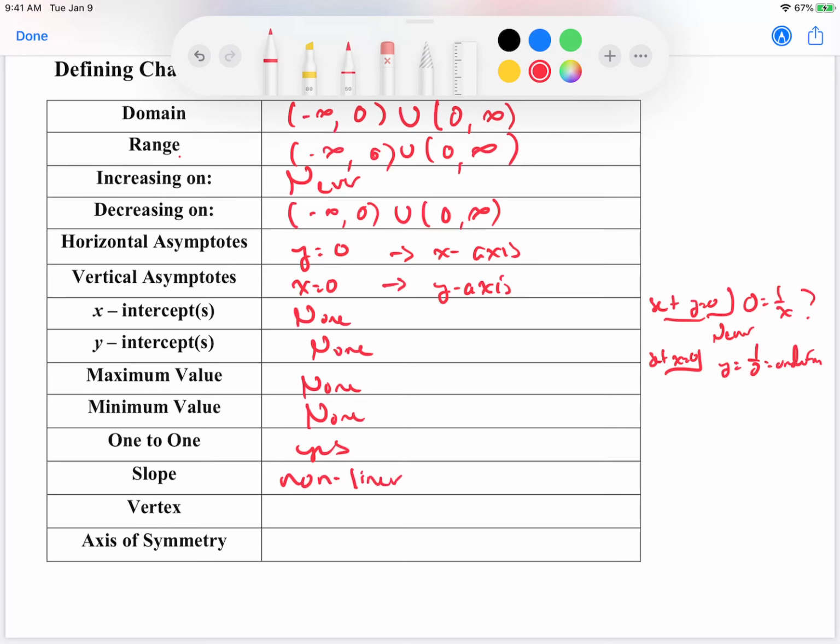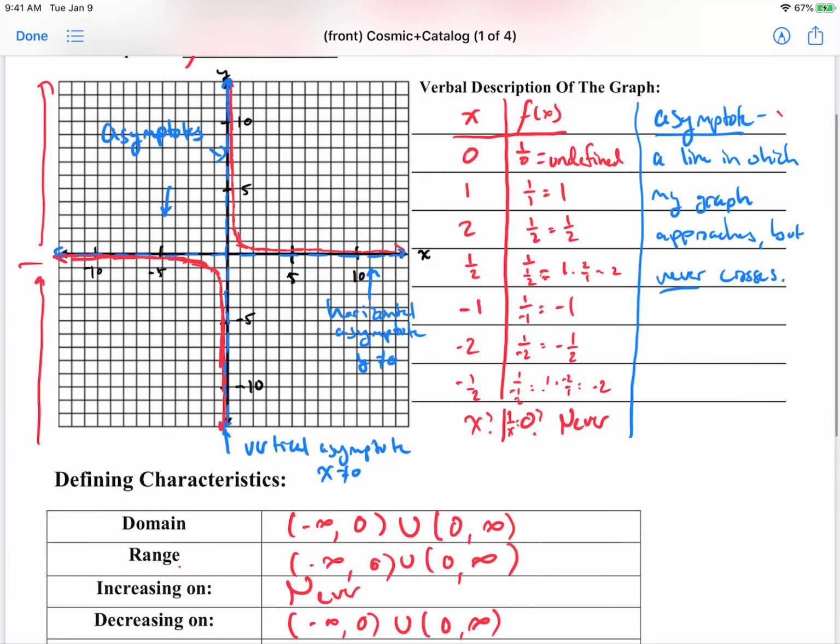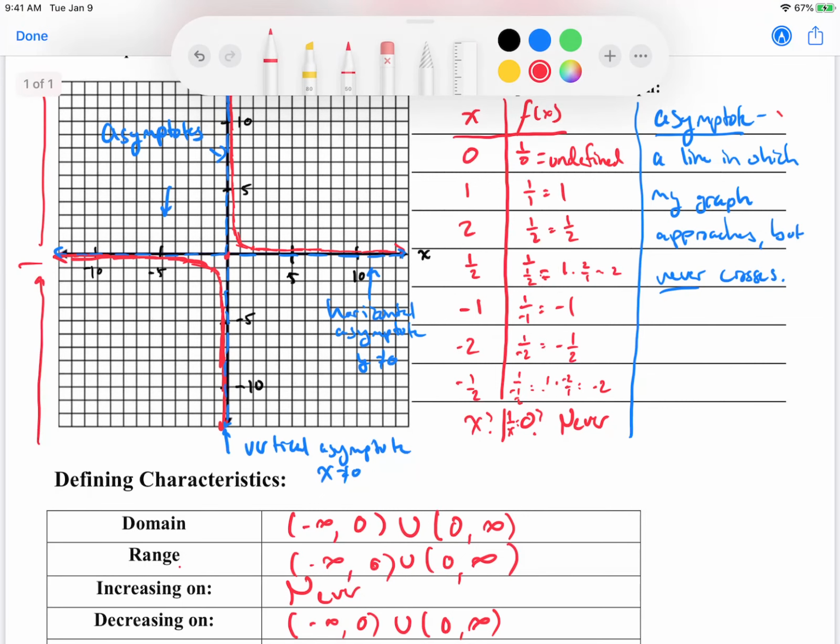Vertex. Now this one's going to be kind of funky. There is no axis of symmetry for these guys. We're not going to call it the vertex, kind of like what we did with cubics and stuff like that. I don't even know what you'd call it. But this point right here, I'll use a different color because it's actually not part of my graph.